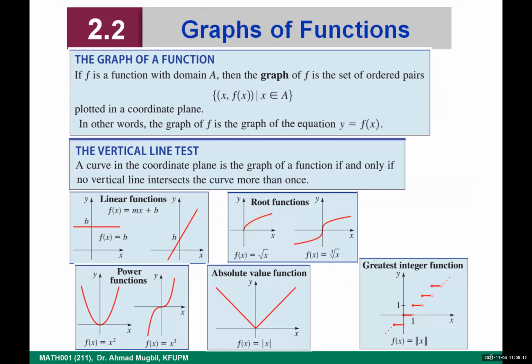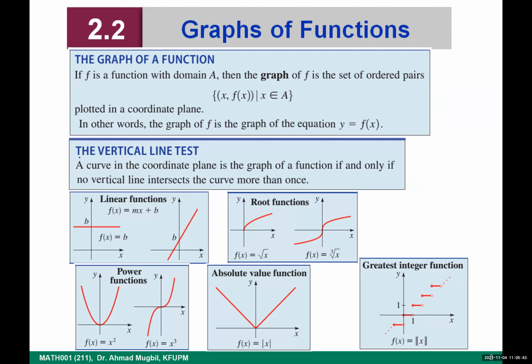In 2.2, we have defined the graph and learned how to sketch the graph. Of course, if you don't know how to sketch the graph, you can use plotting points. It is the formal way to sketch graphs. But we will practice more about the graphs in section 2.6. These are the basic graphs of basic functions that you need to recall, and it will make it easier for you to sketch the graphs if you know them.